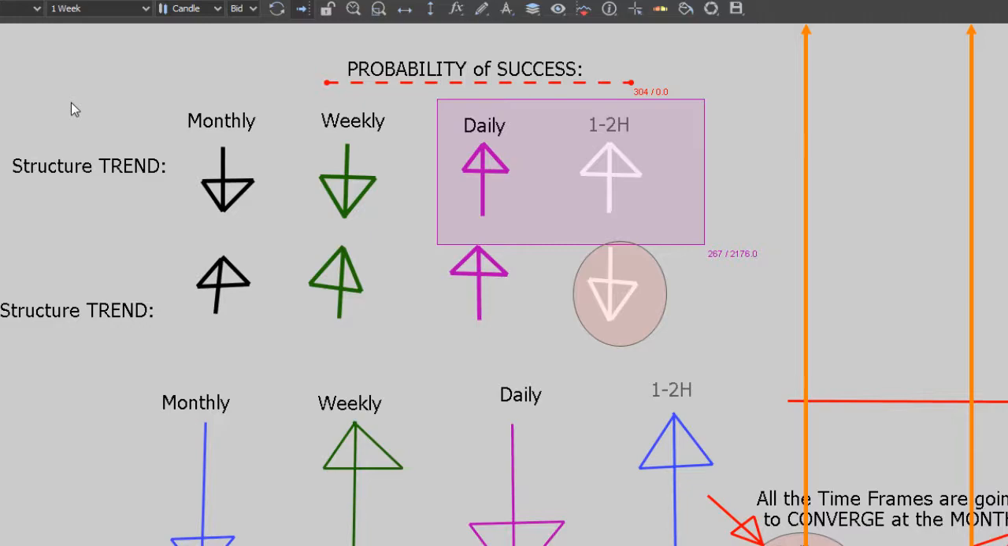Oh, it's not my fault. Oh, Jason told me that 2 hours is going down. Oh, it's not my fault. Dukascopy and the Dukascopy research team said that it's going to go down.